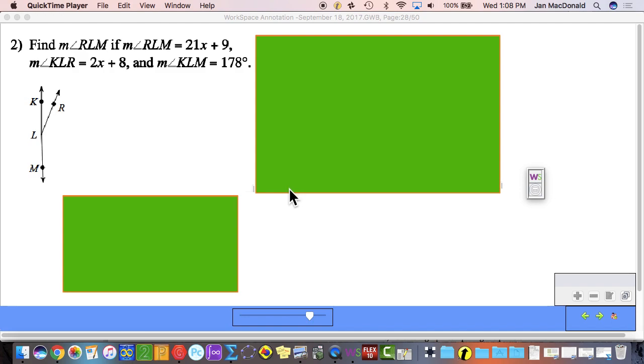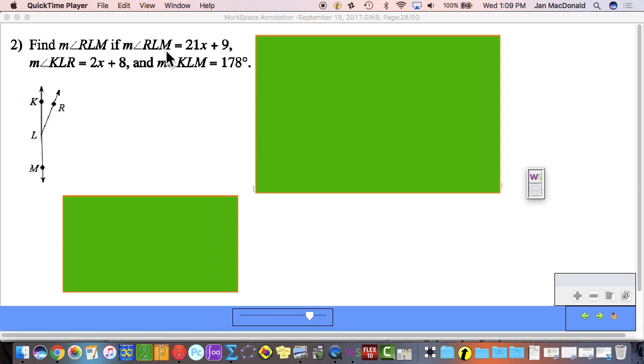Today we're discussing the angle addition postulate. I'm on question number 2 of the angle addition postulate handout number 2. So let's take a look at the prompt. Find the measure of angle RLM, and RLM is this opening right here, this obtuse angle.